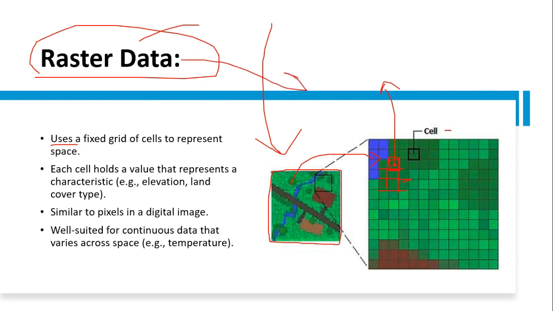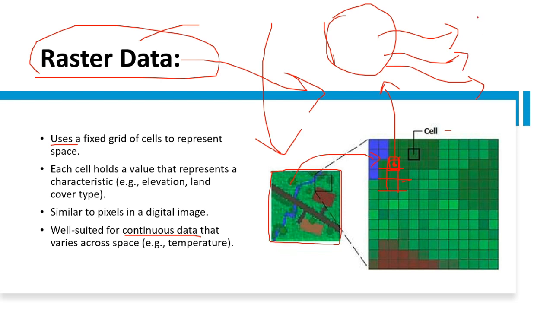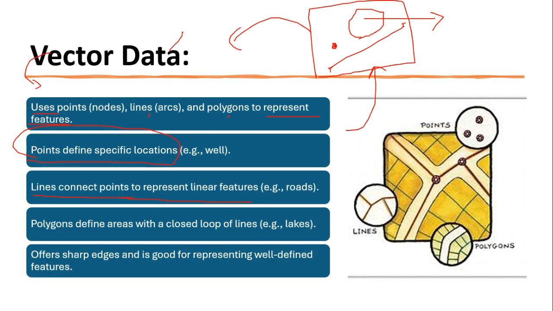And raster data is suitable for representing continuous data. Continuous data is the data that is present everywhere on the earth, like temperature, soil, elevation. These kinds of data are continuous data, and the raster data type is the best data type to represent them. And vector data is good for representing discrete data, that is not present everywhere on earth, like buildings, roads, lakes. So these can be represented by using vector data.